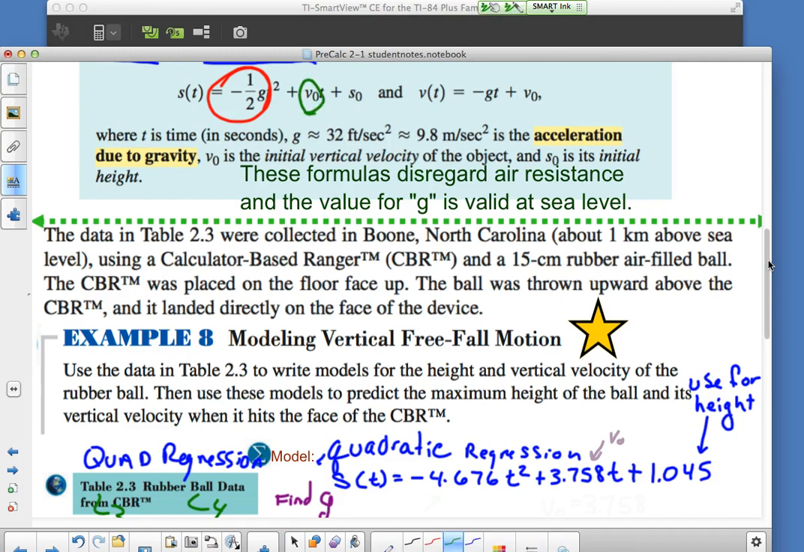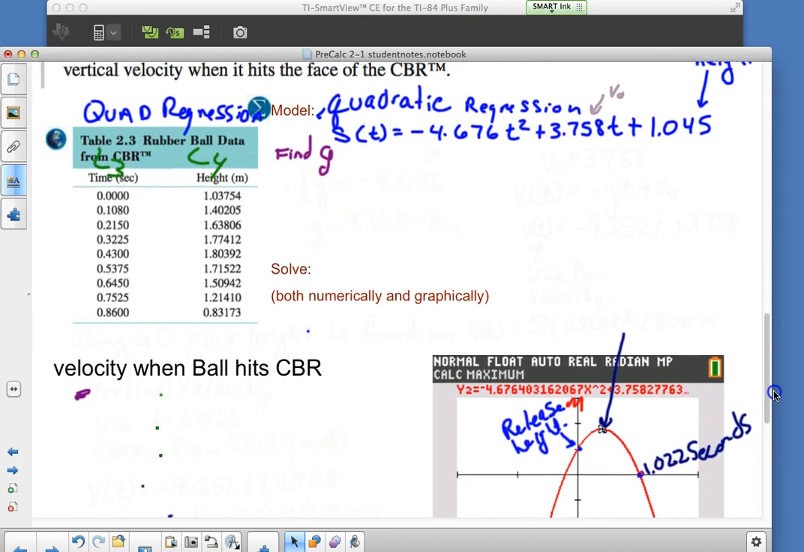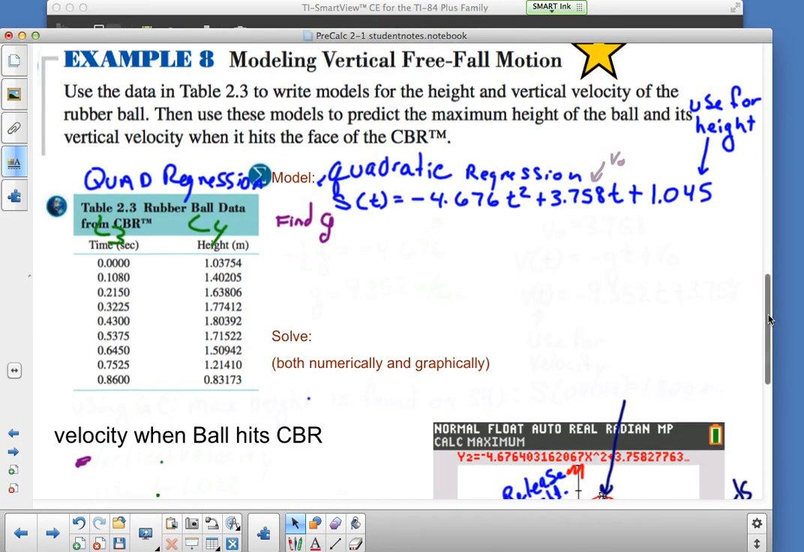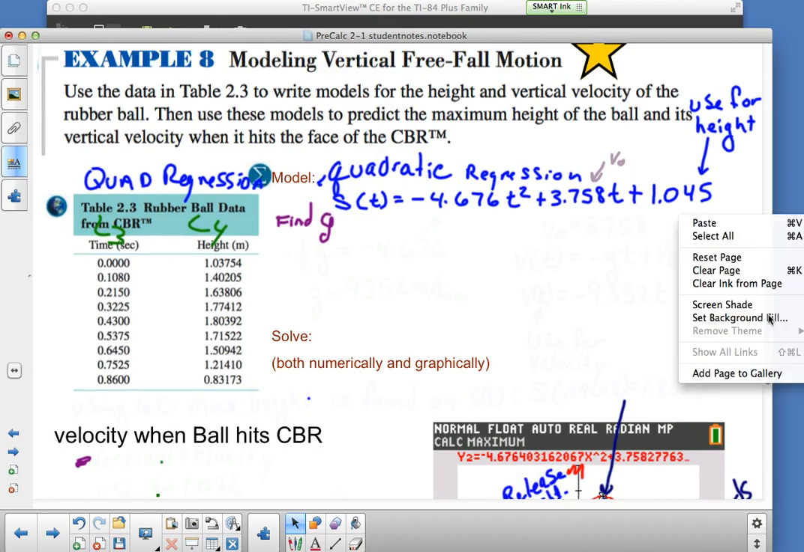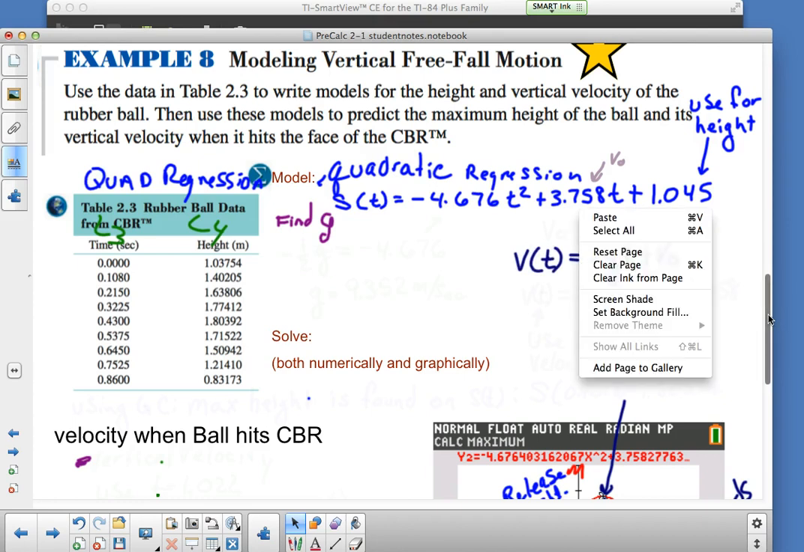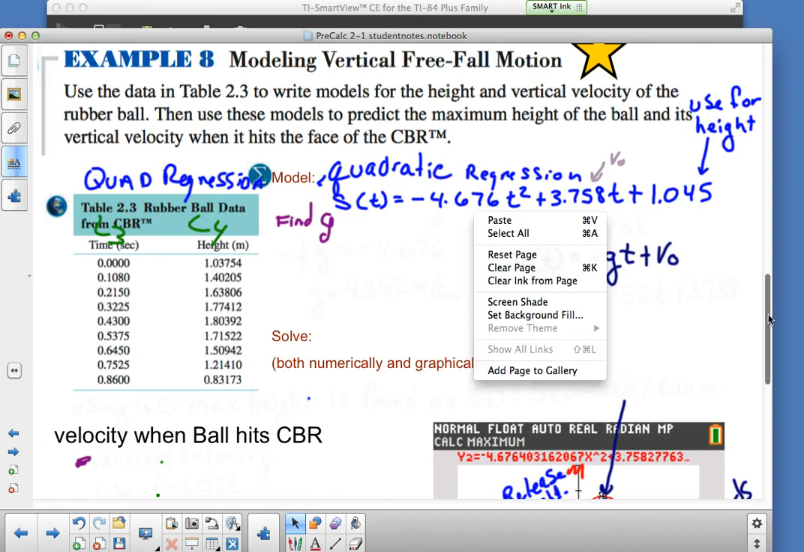V0 is going to be talking about my initial velocity when tossed, and S0, when I'm looking at that, is the initial height. So when I'm looking at my quadratic regression, I actually put those in. I got my initial height, 1.045. You okay with how I'm reading it from the equation? I got my initial velocity going on at 3.758, and I also have my 1/2 of G.